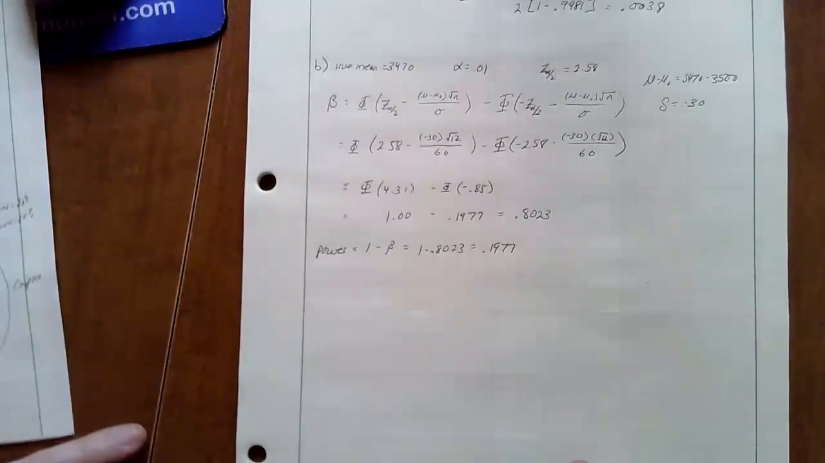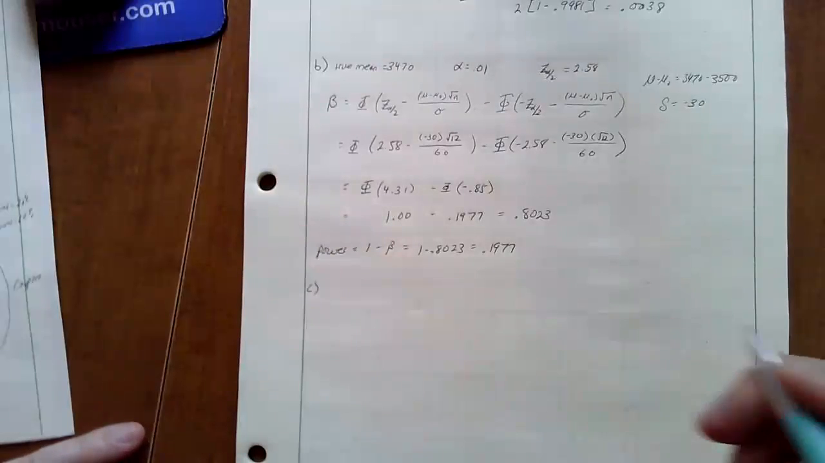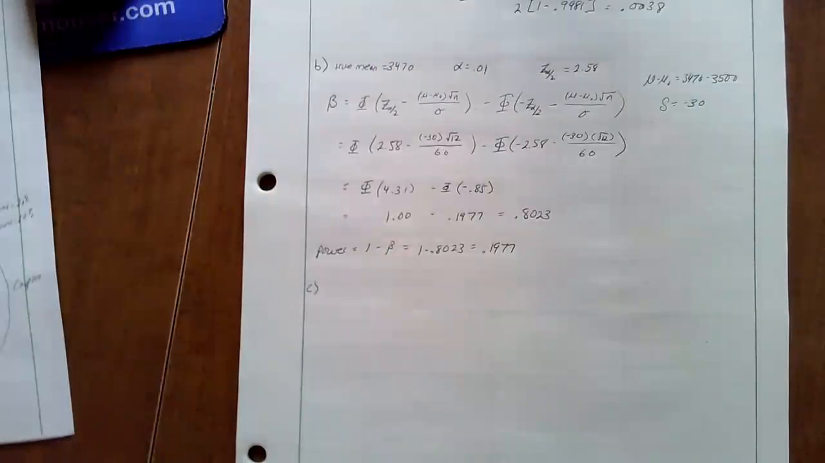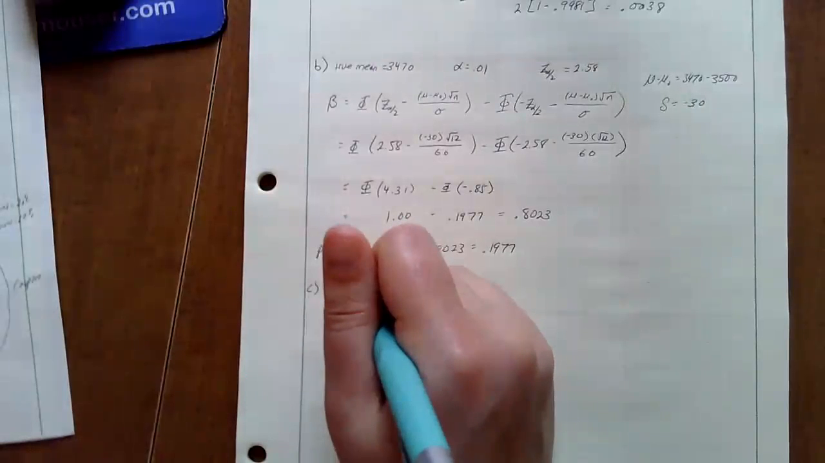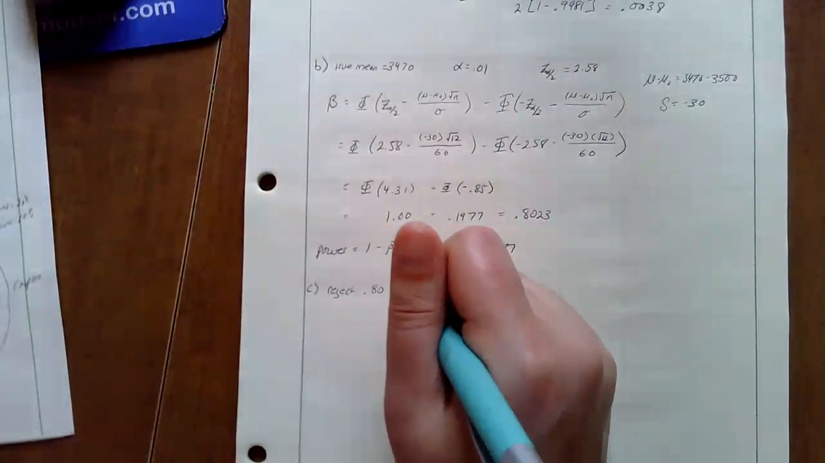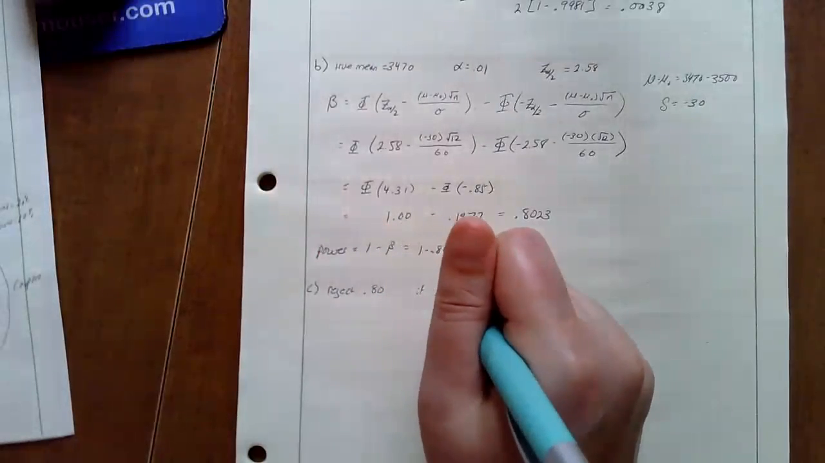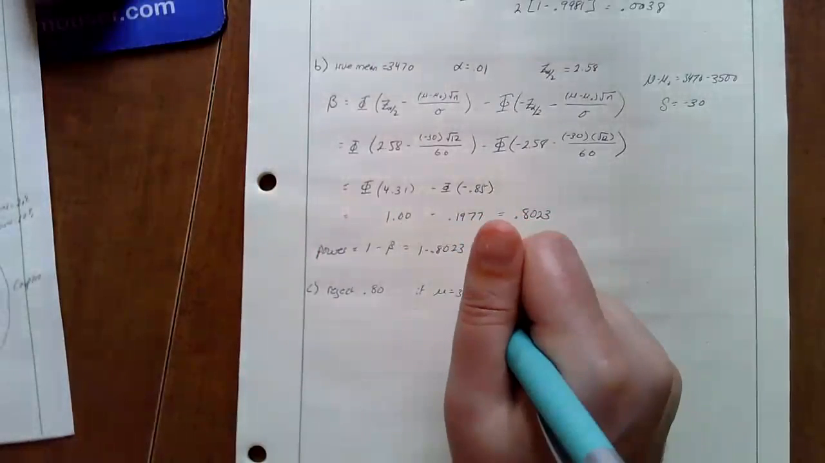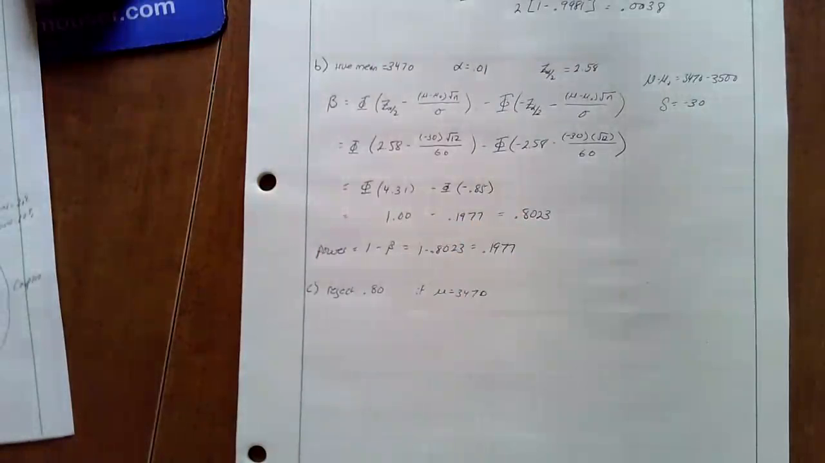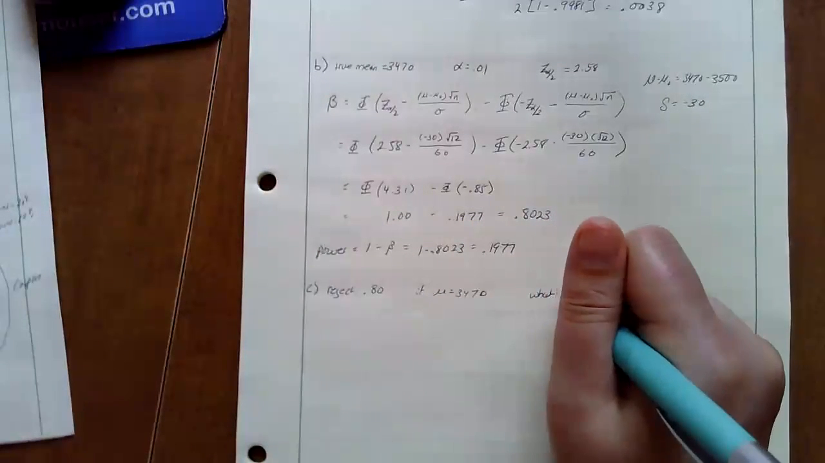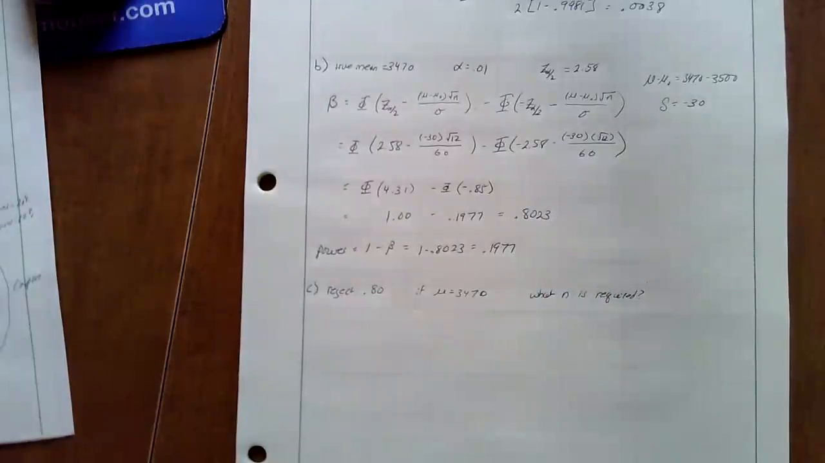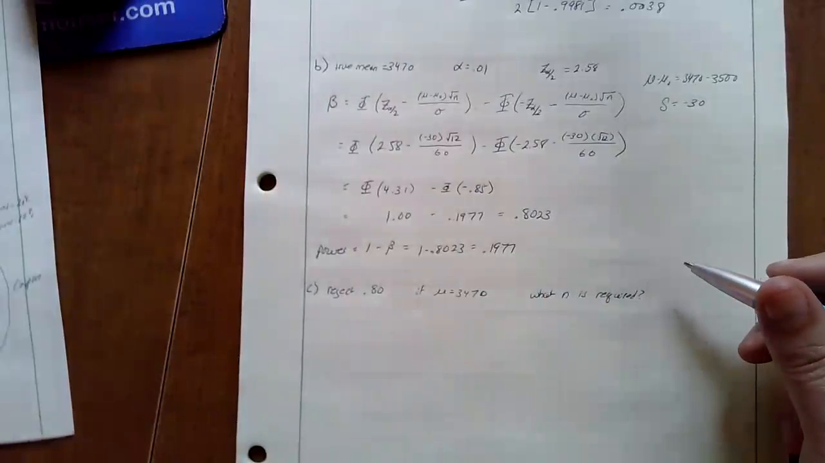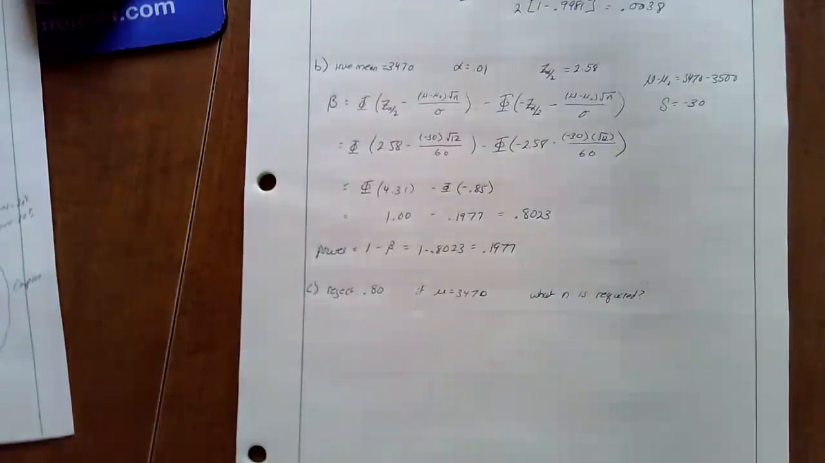So we're going to flip it around a little bit. We're going to say, well, what if we want the power of that test to be 80%? What if we want to reject the null hypothesis with a probability of 80% if the mean was 3,470? And so what sample size do we need to get that power? Because we're at like 20% right now, 19.77. We're looking at like 20% power right now.